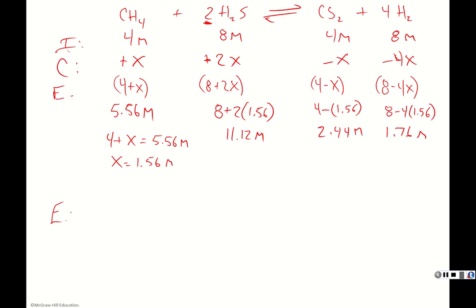If we just write this more clearly down here, methane is 5.56. That's what we're given. We use that to solve for X, and then plug that into our expressions in the reaction table, and we get 11.12 molar for H2S, 2.44 molar for CS2, and 1.76 molar for H2.